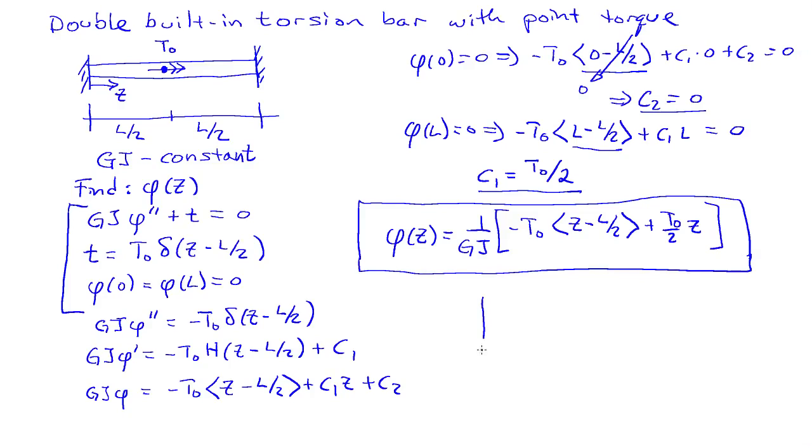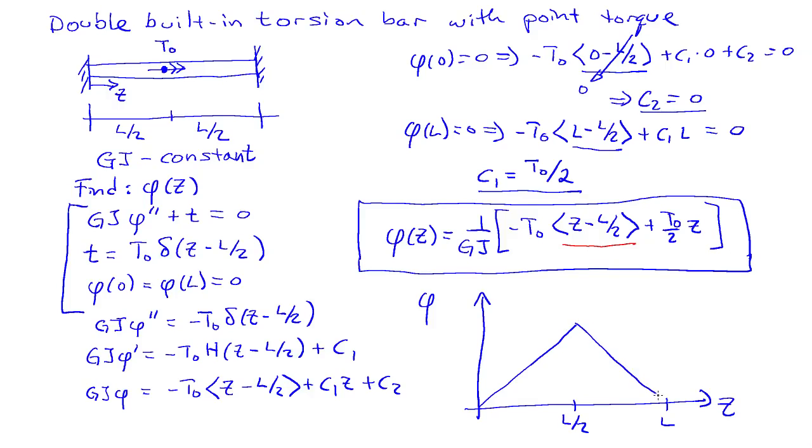And we can make a plot of that. So put phi on the vertical axis, and let's mark off some points, L over 2. For points Z less than L over 2, the Macaulay bracket here is going to be negative, so it'll play no role. And so we'll have T0 times Z over 2 GJ. So if I go ahead and plot that, that's a straight line all the way up to there. And then for values of Z greater than L over 2, the Macaulay bracket will kick in, and it'll give me a straight line too.